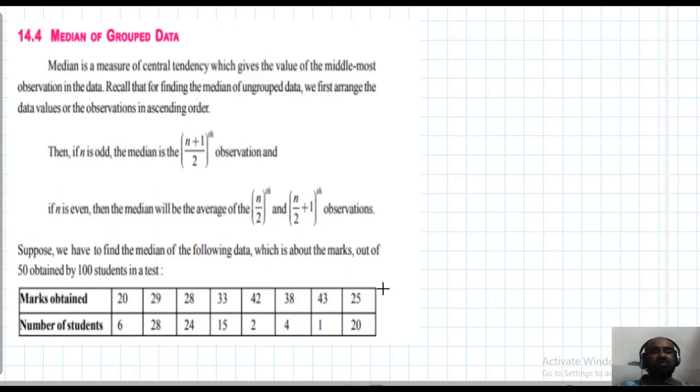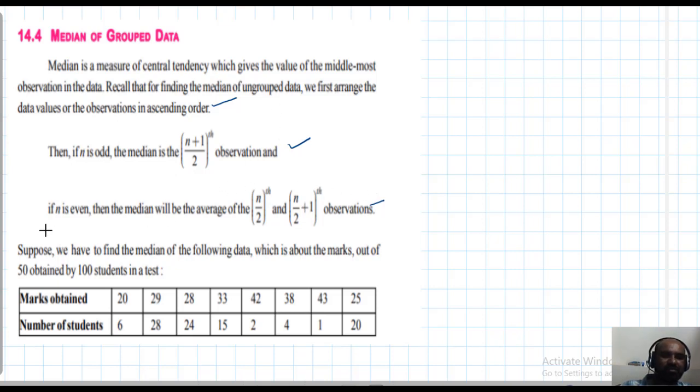Observe all of you. First of all, I want to read the definition. Median is the measure of central tendency which gives the value of the middle most observation in the data. Recall that to find the median of ungrouped data, we first arrange the data values in ascending or descending order. That is not a big problem. If n is odd, the median is the (n plus 1) by 2th observation. And if n is even, the median is taken as the average of the n by 2th and (n by 2 plus 1)th observations. So what I previously explained is given here.